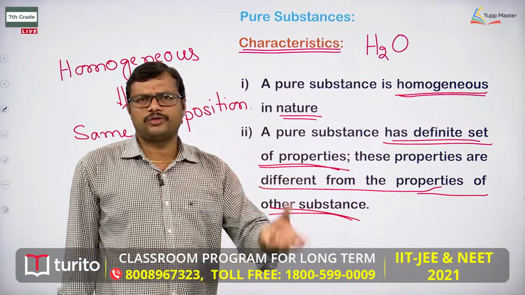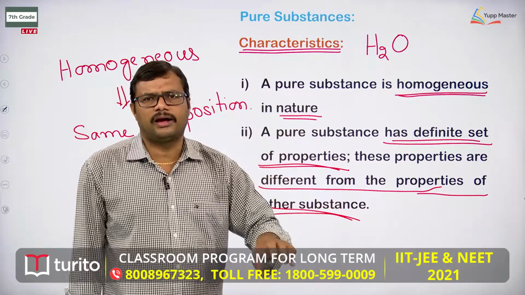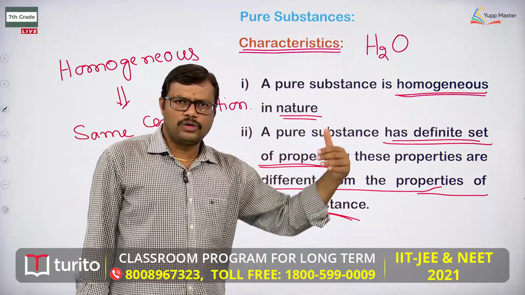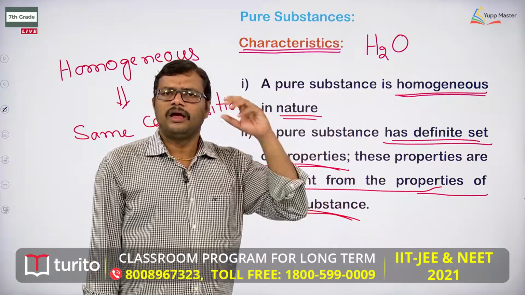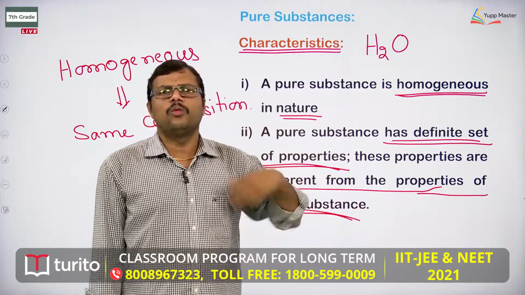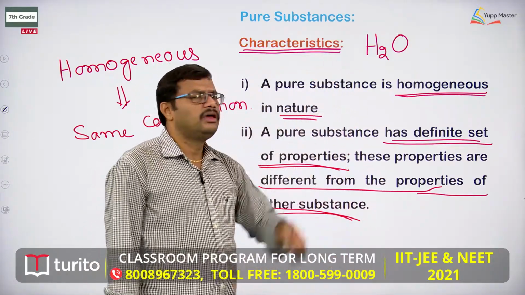Ethyl alcohol will have its own boiling point. If I take pure ethyl alcohol, it will have its own freezing point, its own boiling point. So it will have again a set of properties. And ethyl alcohol is homogeneous throughout, so it can be considered a pure substance.